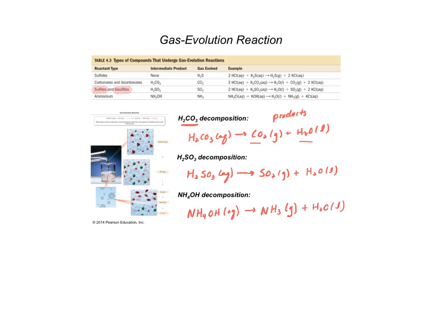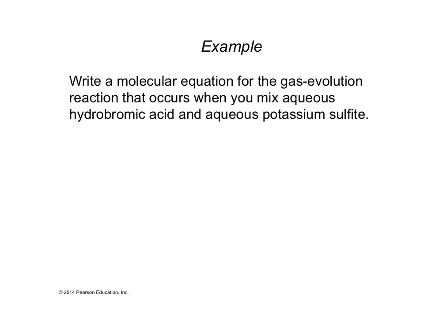Okay, in this next example, I'm going to try to illustrate what I mean by this. Again, these are the 3 gas evolution reactions that occur via decomposition of some unstable intermediate. And then the other one is anytime you combine any type of acid, H plus, with a sulfide, one of your products should be H2S, which is the direct production of this gas. So how would you actually go about doing one of these? They want us to write the molecular equation for this gas evolution reaction when we mix hydrobromic acid and potassium sulfite.